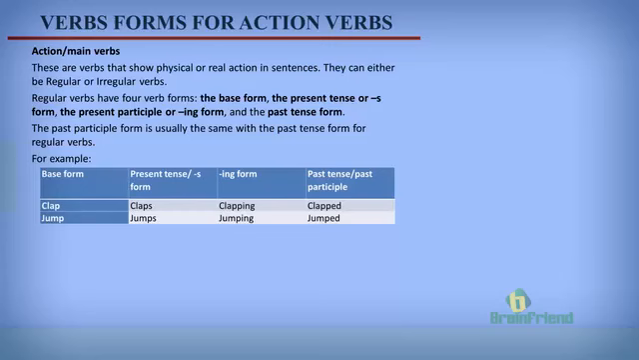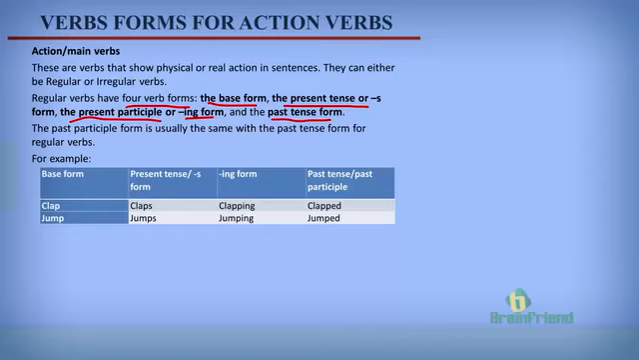Now, here we said regular verbs have 4 verb forms. They are the base form, the present tense or S form, the present participle or ing form, and the past tense form. Now, why did I say they have 4 verb forms? I said so because regular verbs have the same past tense form and the same past participle form. The past tense form and the past participle form of a regular verb is almost always the same.